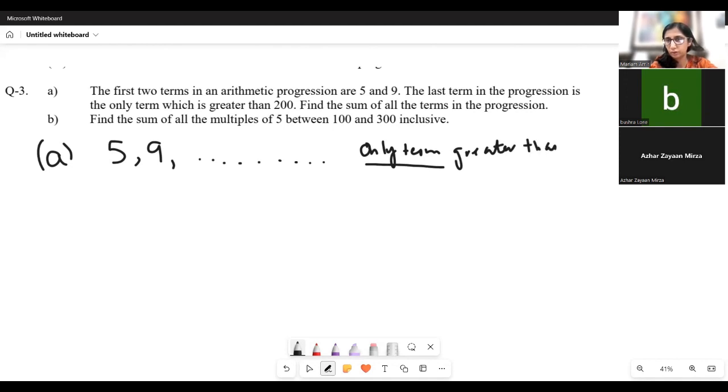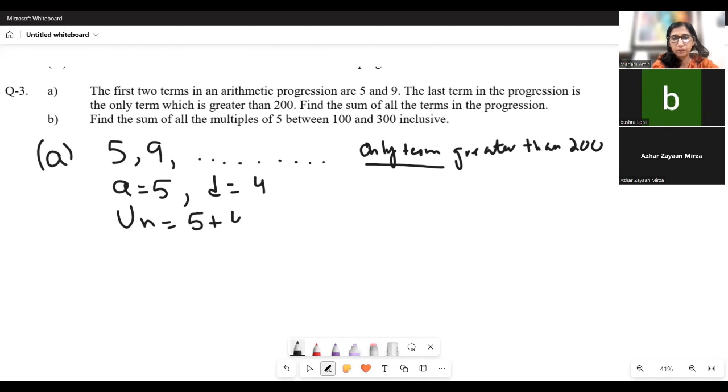So we have to check which term this is. A is 5, D is 4. So the nth term equation is going to be A plus D times n minus 1. If the term, if Un, is 200, then what is n going to be? Although it's not 200, it's some term greater than 200.